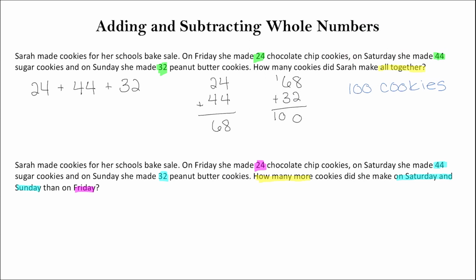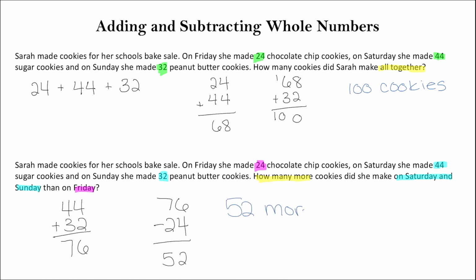To find out how many she made on Saturday and Sunday first, you add 44 plus 32. 4 plus 2 is 6, and 4 plus 3 is 7. So your sum is 76 total. Now we're going to take away, or subtract, 24. So 76 minus 24. 6 minus 4 is 2, and 7 minus 2 is 5, giving us our final answer of 52. She made 52 more cookies on Saturday and Sunday combined than she did on Friday.